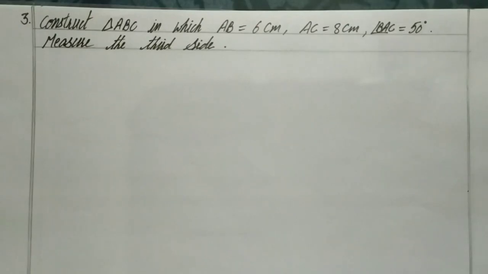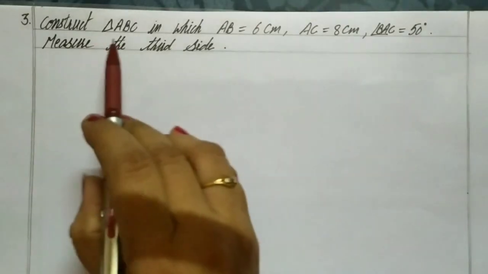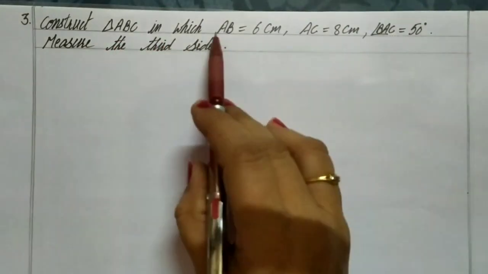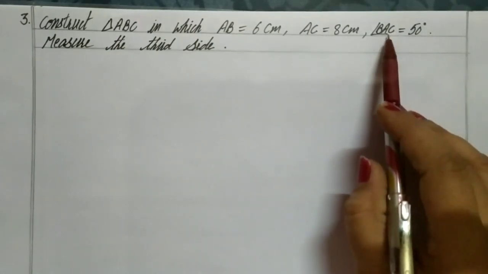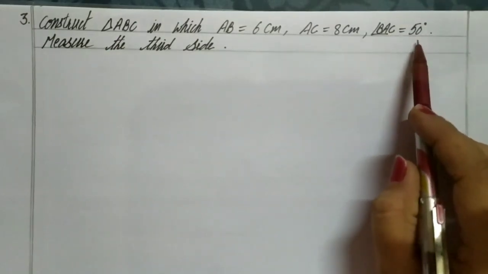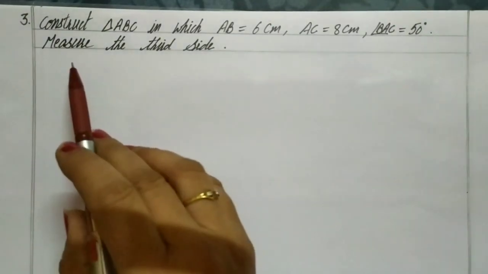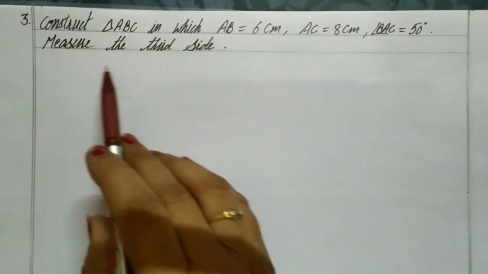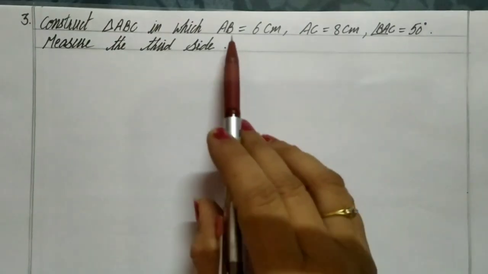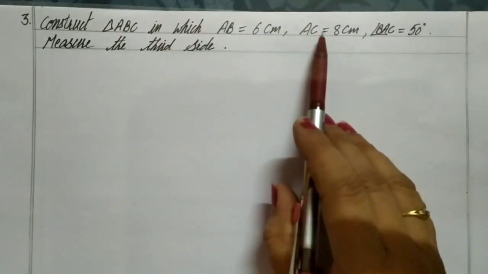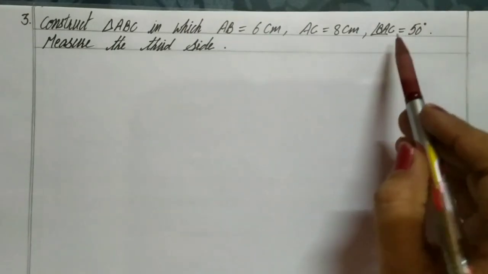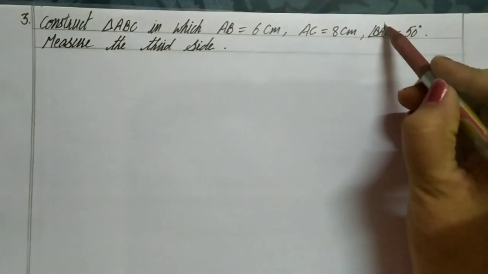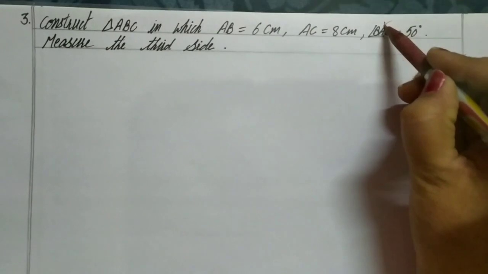Moving to the third question, here we have to construct triangle ABC in which AB is 6 cm, AC is 8 cm and angle BAC is 50 degree. And now at last we have to measure the third side. So AB is a side, AC is a side and angle BAC is given. BAC means we have to construct angle 50 degree at A.